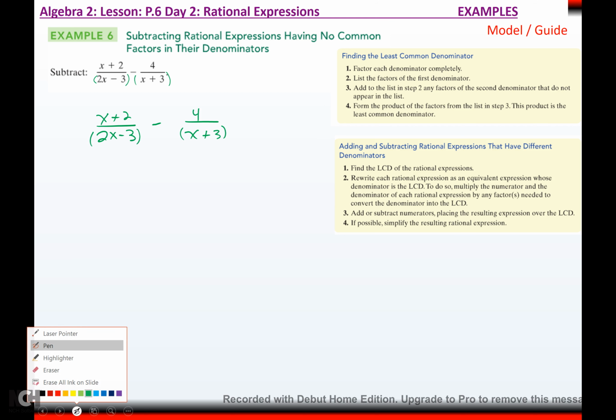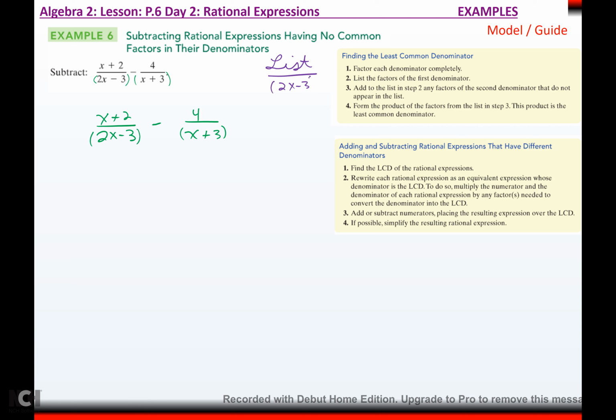So what I want is, I'm going to make a list. My first denominator has a 2x minus 3. My second denominator has an x plus 3. So my LCD is going to be 2x minus 3 times x plus 3. So I need to make each of these denominators look like this. This one has the 2x minus 3. It's missing the x plus 3. So multiply the bottom by it. But if you do it to the bottom, you have to do it to the top.